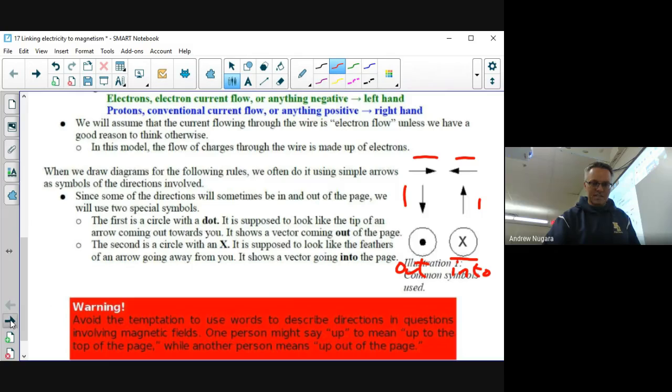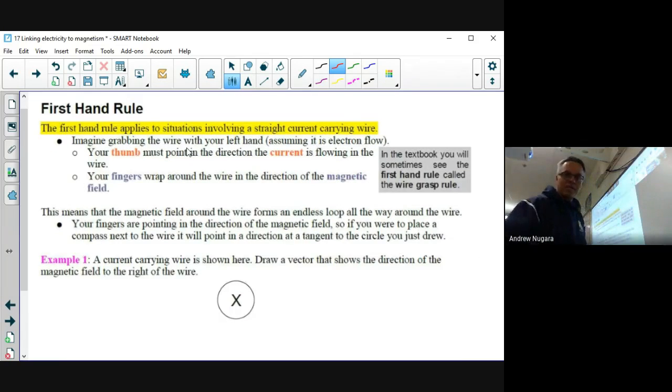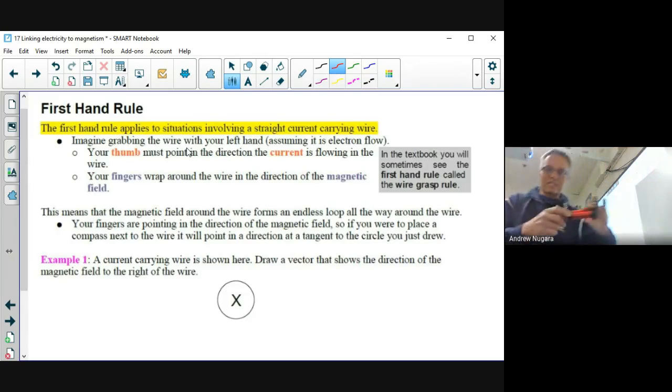So here is the first hand rule, and it says it applies to situations involving a straight current carrying wire. So if you have just something like this, pretend this is a wire, and you've got electrons going through it, it is going to produce a magnetic field around it, and that magnetic field is circular in nature. Like this solenoid. The magnetic field would be circular, just like this solenoid.